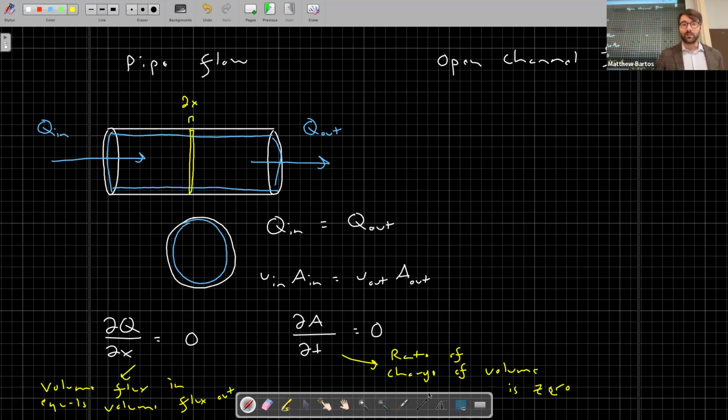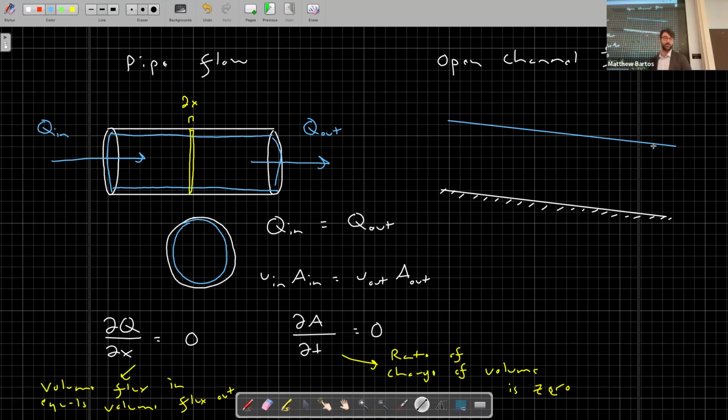Let's look at the case of open channel flow. So here is the bottom of our channel. Here is the surface of the water. So open channel flow is characterized by a free water surface. We can specify some control volume within the open channel. And we may have some flow rate into that control volume, Q in, and some flow rate out, Q out.